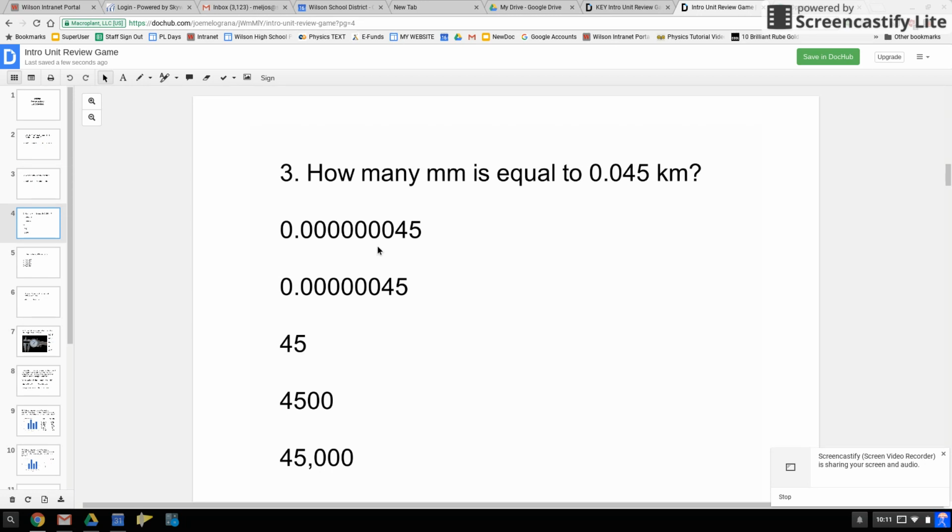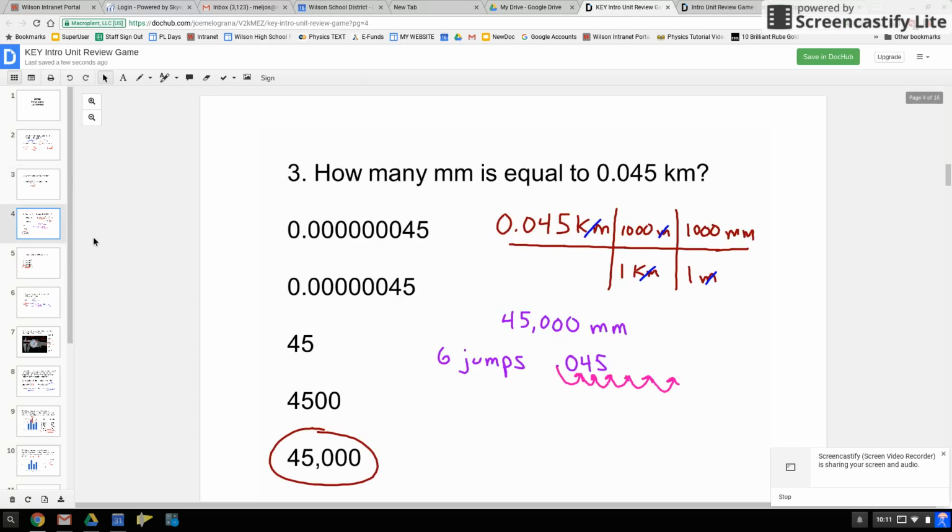Unit conversion. How many millimeters is equivalent to 0.045 kilometers? Okay. Correct answer is 45,000. Show it a few different ways. If you use your label chart method here, 1,000 meters in a kilometer, 1,000 millimeters in a meter, wind up fully multiplying by a million, which leads to 45,000.